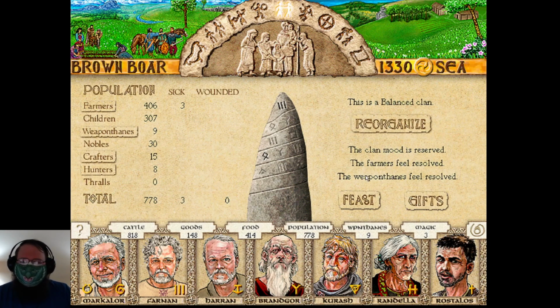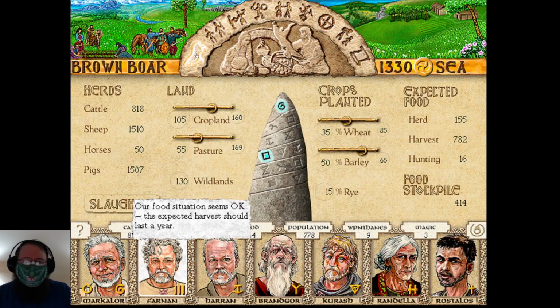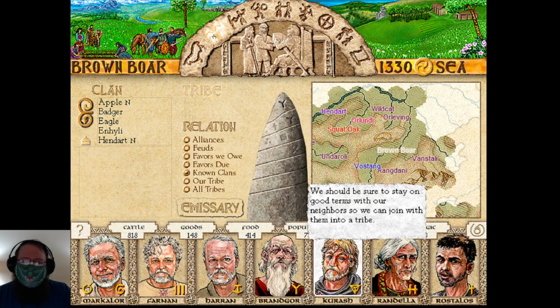Armor feels resolved, weapon pains feel resolved. We have 818 cattle, 148 goods, 414 food, 778 population, 9 weapon things, 3 magic. Our food situation seems okay. The expected harvest should last a year. We should stay on good terms with our neighbors so we can join them into other tribes.